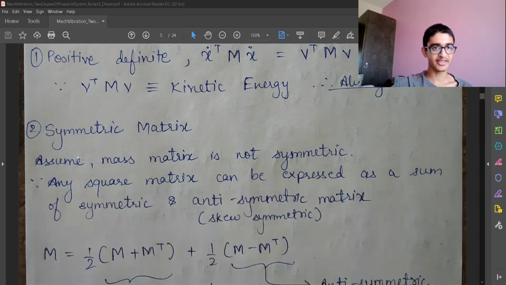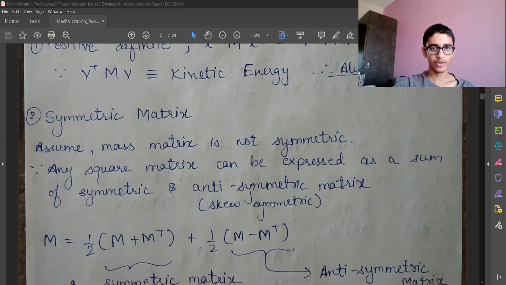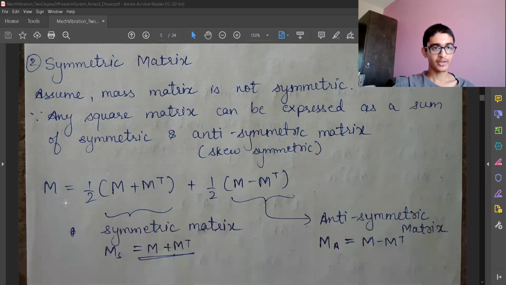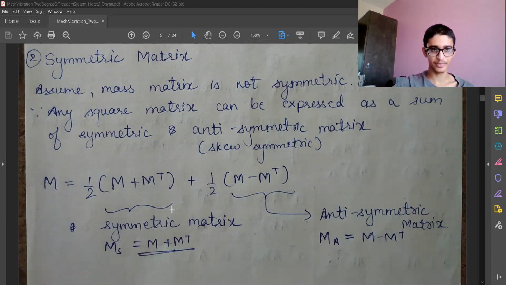Then the second point is that it is a symmetric matrix. So assume the mass matrix is not symmetric. We are going to prove why it is symmetric, so let's assume by negation that it is not symmetric. Since any square matrix can be expressed as the sum of a symmetric and an anti-symmetric matrix, let's say the mass matrix M is half of M plus M transpose, plus half of M minus M transpose. So M plus M transpose is the symmetric matrix, MS, and M minus M transpose is the anti-symmetric matrix, MA.